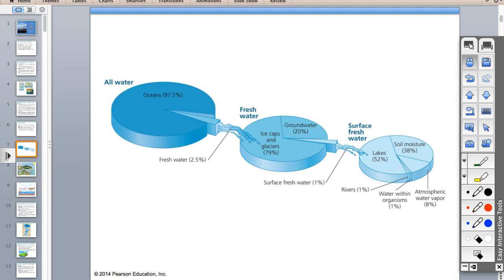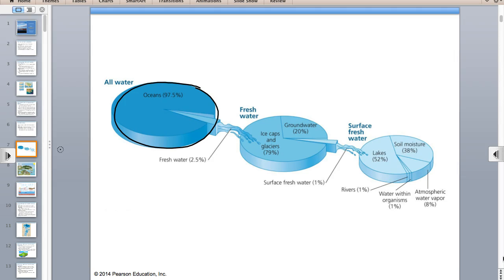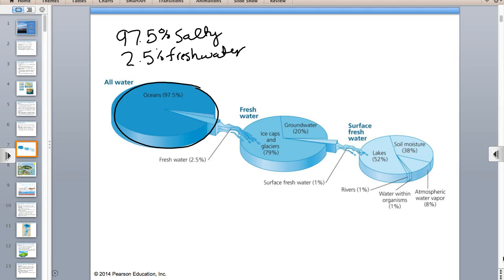But when we look at statistics for water, there are some we have to have memorized. So of all the water on Earth, this 100%, 97.5% is salty, and 2.5% is fresh. So that doesn't leave a whole lot of water for us to drink. Now, the 2.5% that's fresh, this little sliver of this pie here, the AP people also want you to know that 20% of that is in the ground. So of the fresh water, 20% is in the ground, and 79% is frozen.